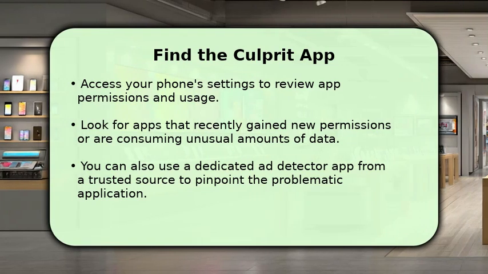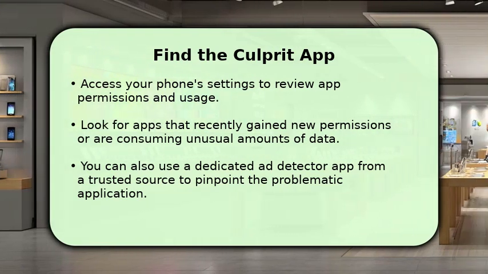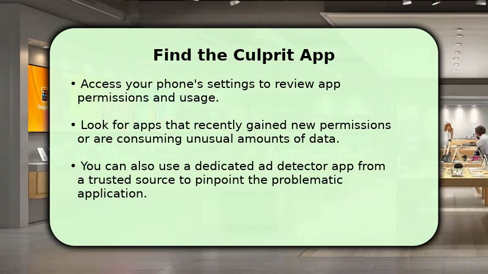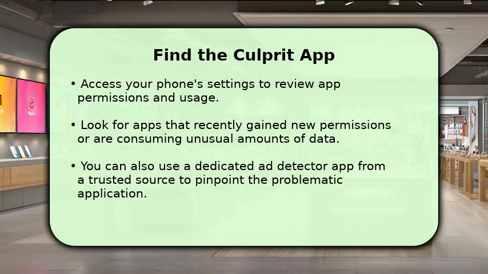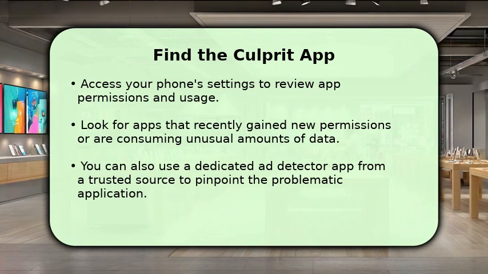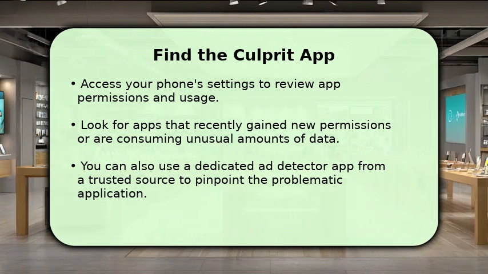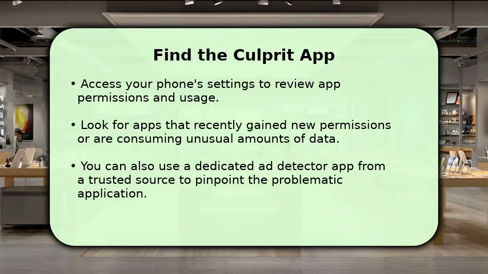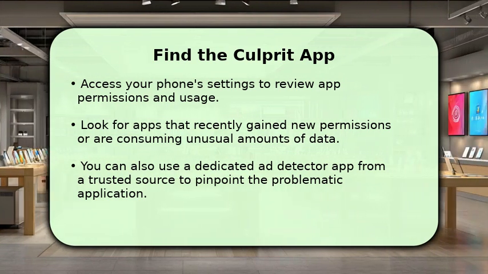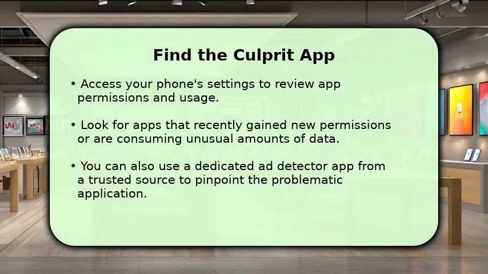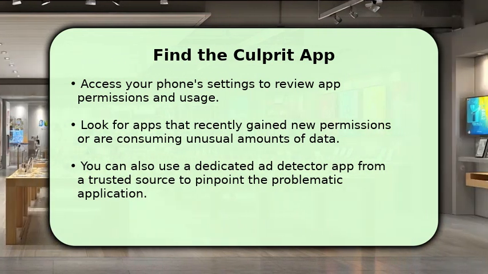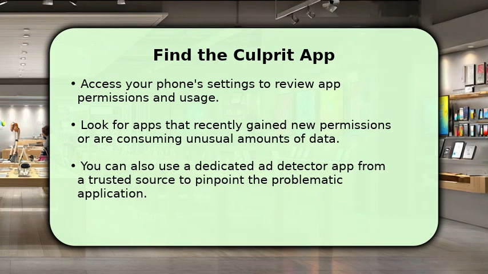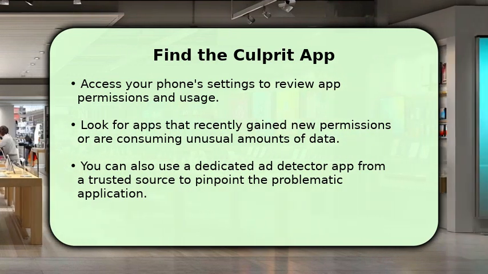To locate the source, open your phone settings and navigate to the Apps or Applications section. Here, you can sort your apps by last used or installed date to identify recent additions or active programs that might be causing the problem. Pay close attention to apps with extensive permissions like Display over other apps or Draw over other apps. This setting is a common tactic for aggressive ad delivery, so revoking it can often resolve the issue.